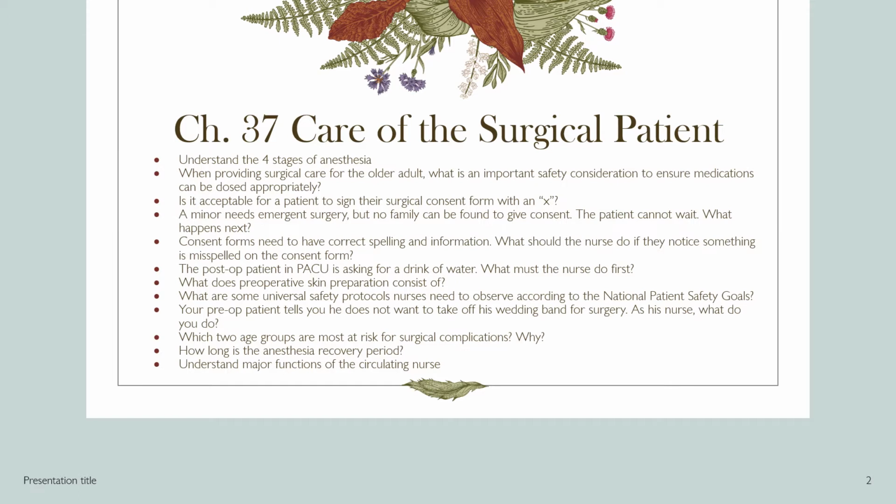Consent forms need to have correct spelling and information. What should the nurse do if they notice something is misspelled on the consent form? So we can find that information on page 753 as well. So this is a legal form. It must be completed in ink with the correct spelling of the procedures to be done. The surgeon is responsible for obtaining an informed surgical consent. If part of the consent form is misspelled, the nurse should request a corrected consent be signed, and then you would shred the misspelled form. So request that a corrected consent be signed.